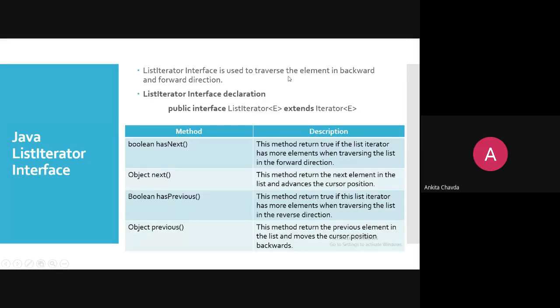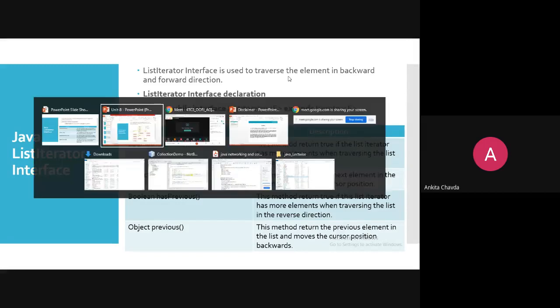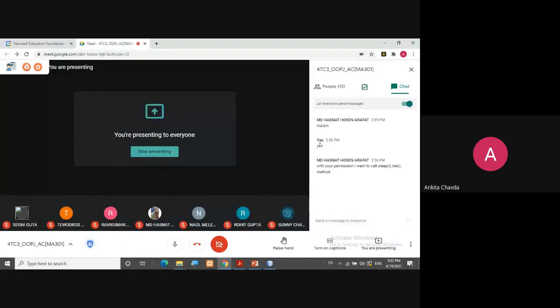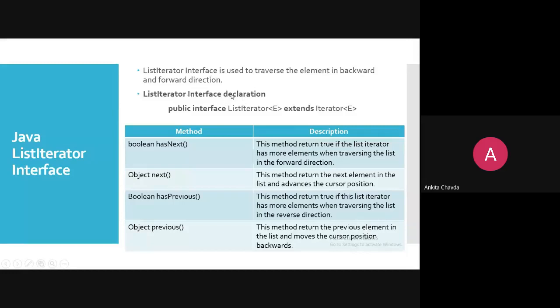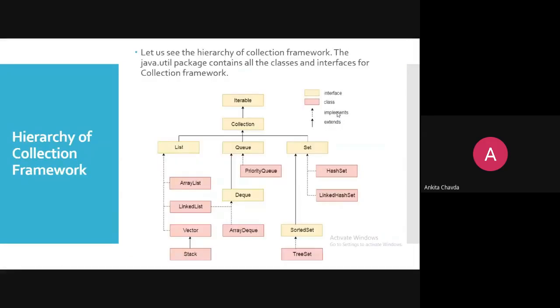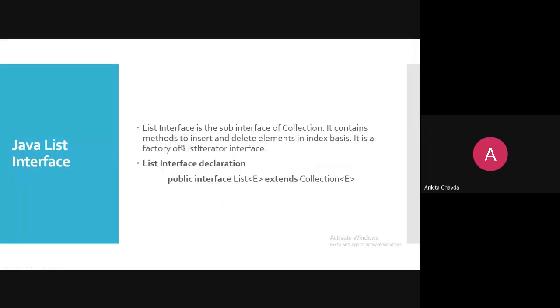This interface is used to traverse the elements in backward and forward direction. This interface is particularly used to traverse into your list, right? So what is the declaration of this public interface? ListIterator, this E is for generics, right? That extends Iterator. Okay, this extends Iterator. So where is Iterator? This is your list, and inside that there is one more interface, Iterator, right?